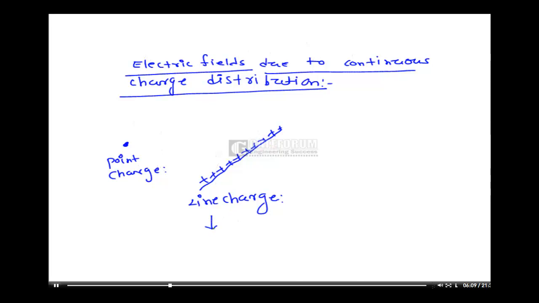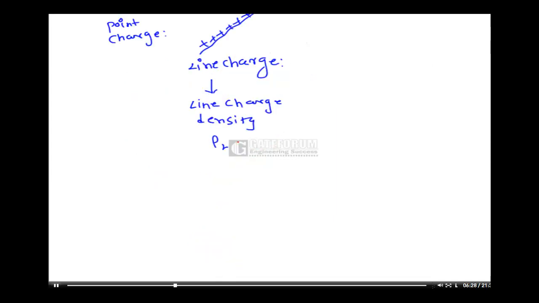The line charge is indicated with line charge density. A point charge is indicated with Q; similarly, a line charge is indicated with line charge density, rho l, in coulomb per meter. Rho l is given by Q by L, where L is the length of the line.